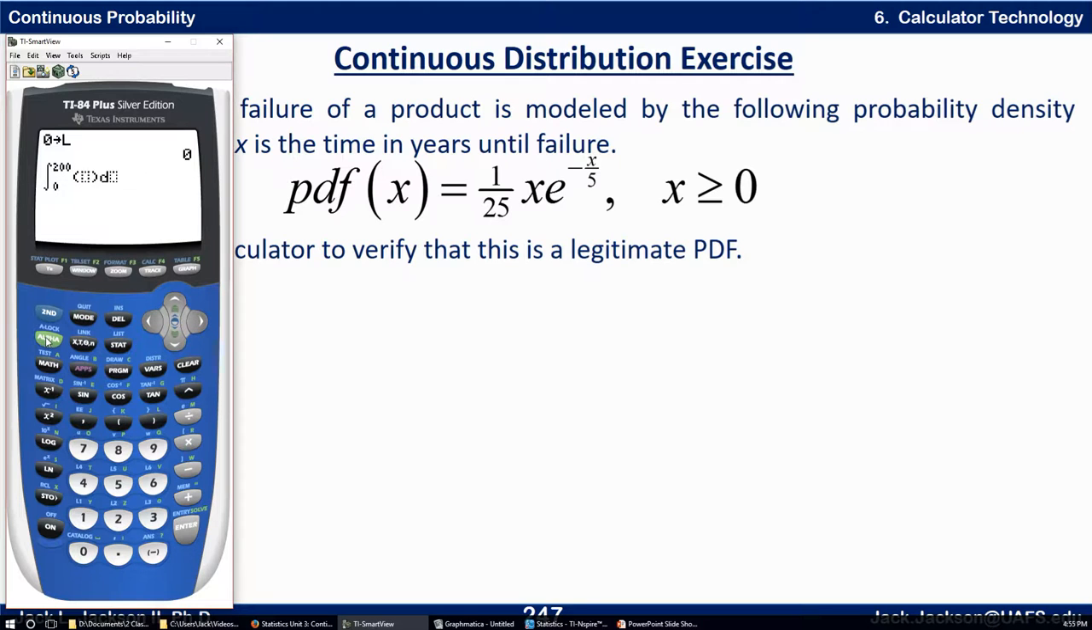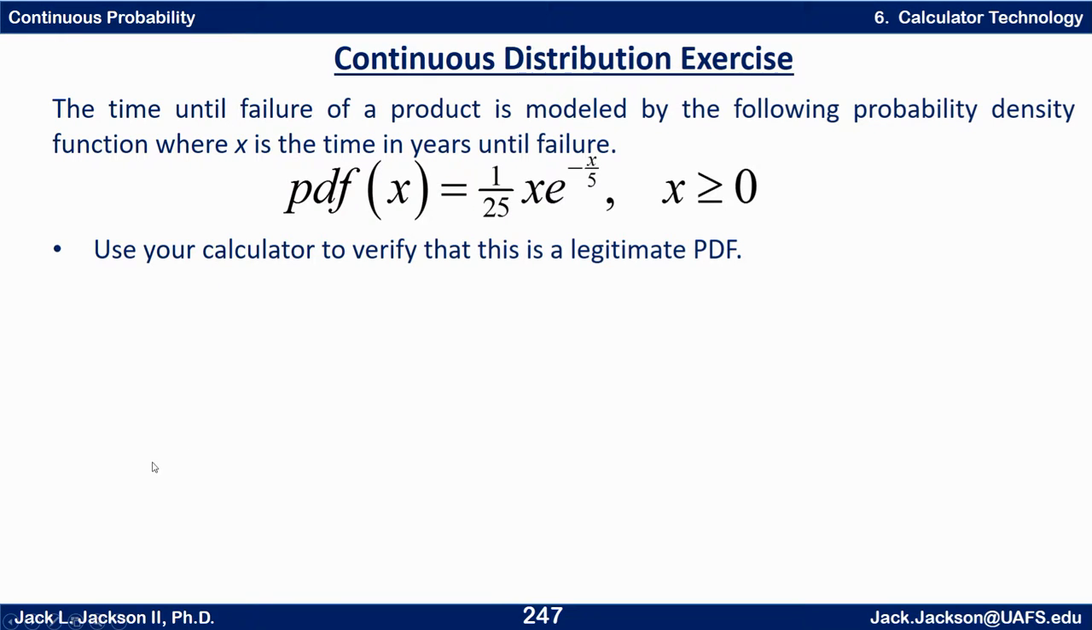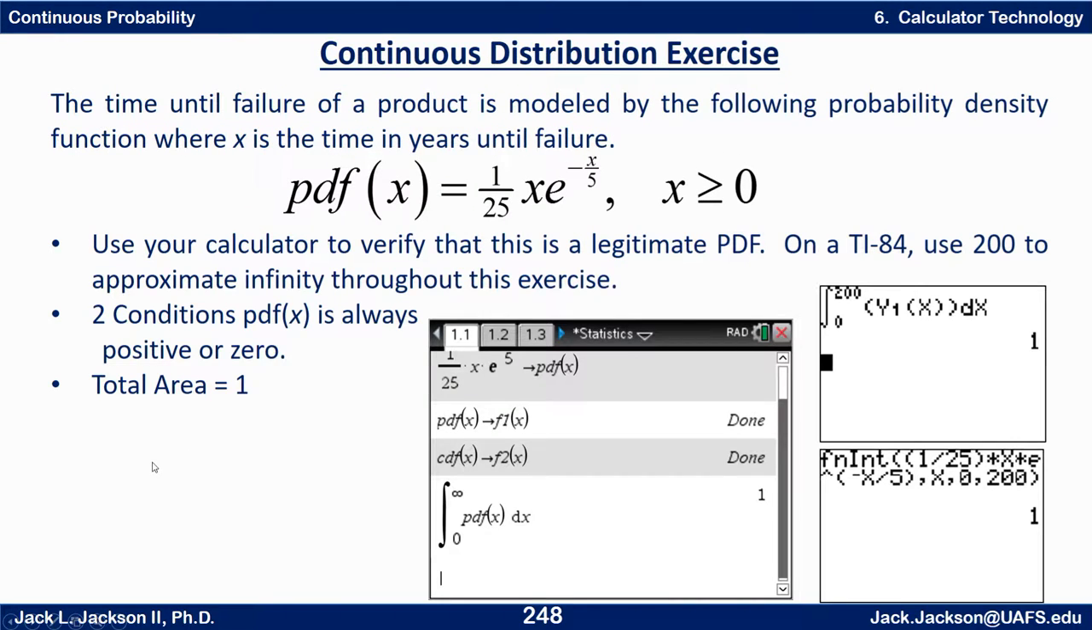And my formula is in Y1, so I can just go here to get Y1 for my PDF and do this. And this should come out to be at least approximately 1. Okay, good. So there, it's a legitimate PDF, and we have it. There's the same thing on the calculators.